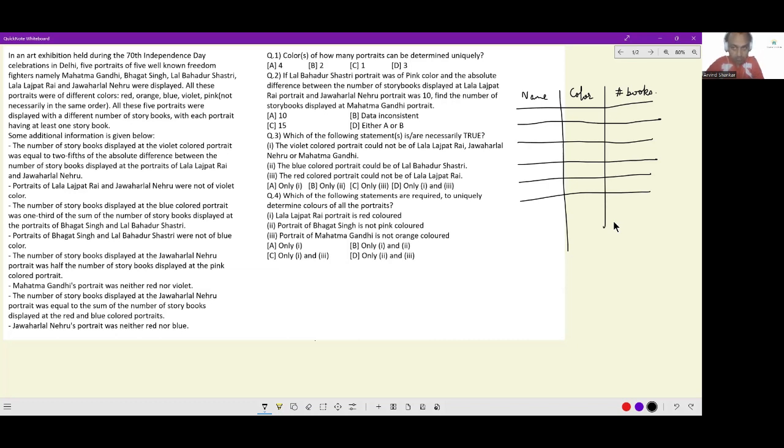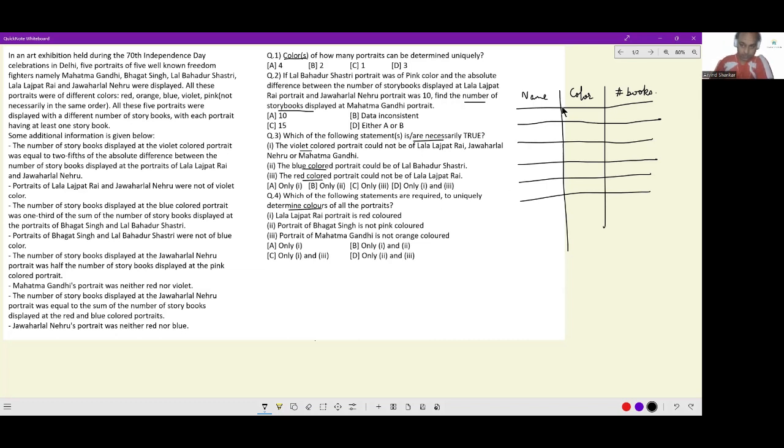So now, can you see, while we have these 3 parameters, the number of books everywhere is somehow a mathematical expression that you have to solve for. And you don't really have precise information about who is what color. You have more information about who is not what color. Also, a brief glance at the questions will tell you something. The first question is about colors. The second question is about the number of storybooks displayed. Third question is about which of the following statements are necessarily true. About color, about color, about color. The fourth question is about color. So the number of storybooks isn't as important as determining the colors of different individuals.